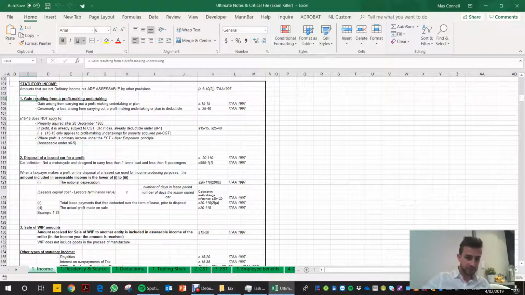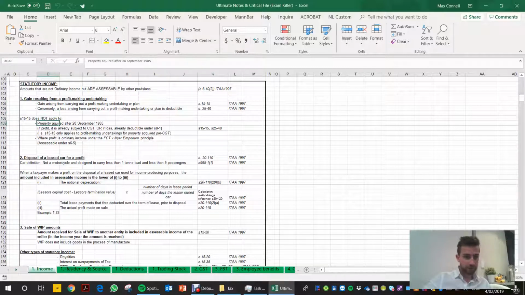So just understanding what that profit-making undertaking actually means. It's carrying out a process in order to make a profit. Now, this is different from carrying on a business because that is something you do regularly. It's not something that happens quickly and turns around and you're done. It's a one-off, make a profit.